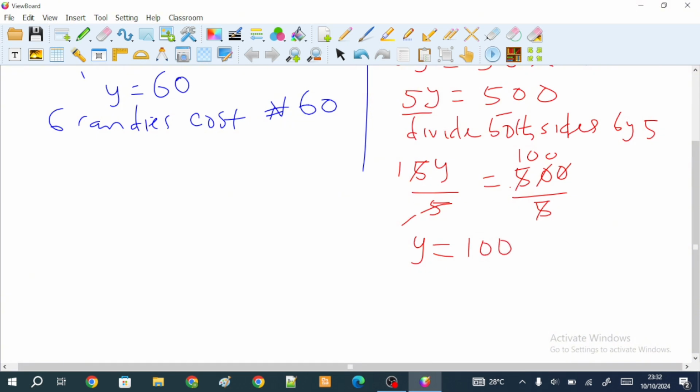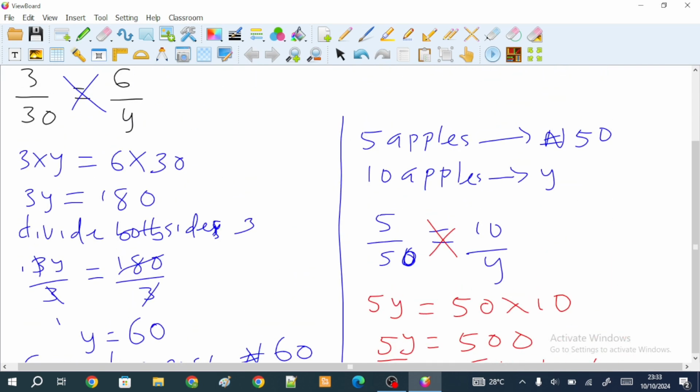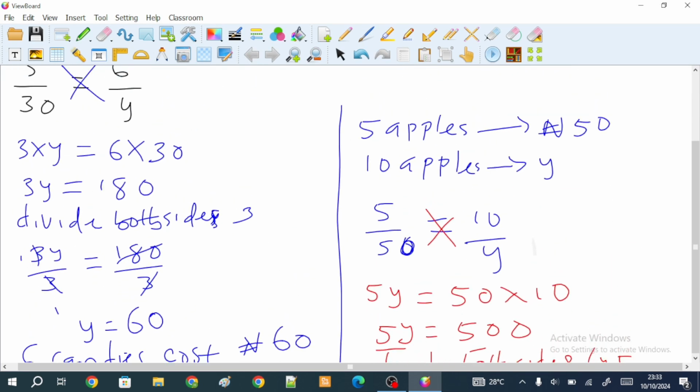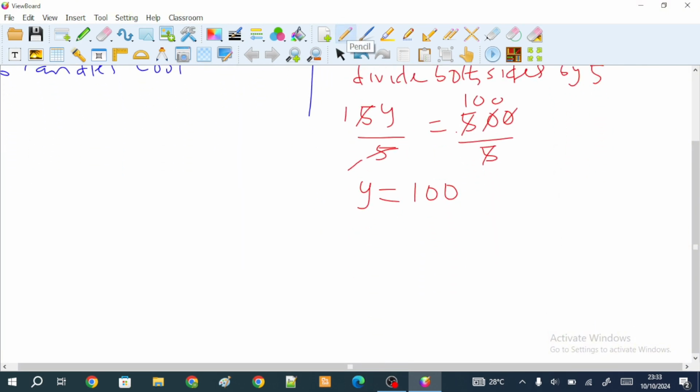Okay, and what is this y? Remember, we assumed it. Y is the amount for 10 apples. So we can say 10 apples will cost 100 naira. So that's the answer. Okay, let's take one last example.